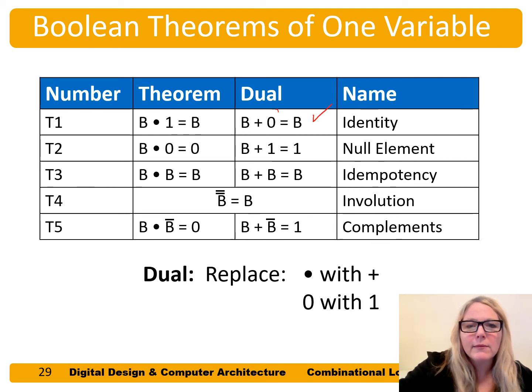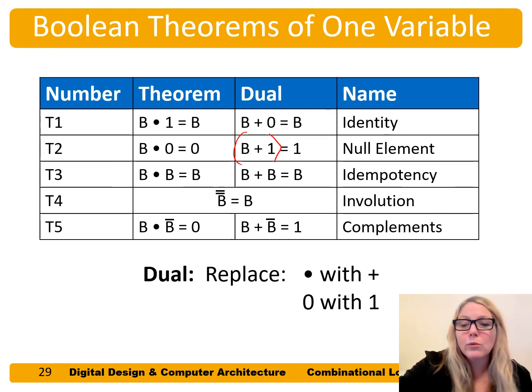If we put B, or a variable, in an OR relationship with 0, we're going to get back that variable. B or 1 is equal to 1. Well, if we have anything in an OR relationship with 1, the OR 1 nulls out the effect of anything else. And so it's called the null element. It nulls out the effect and we just get 1.